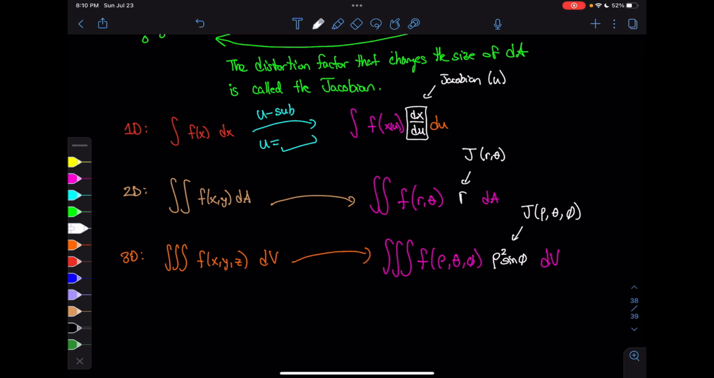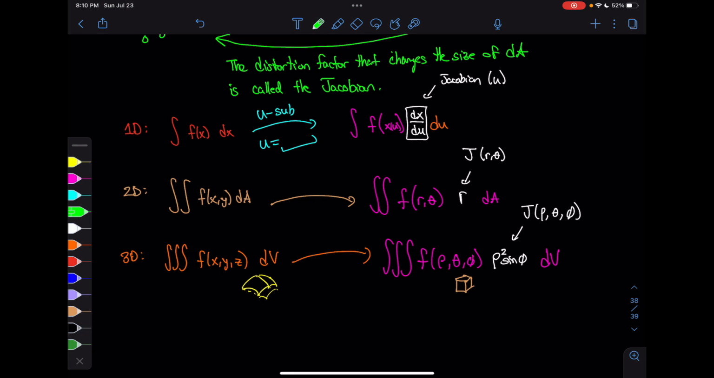This is the back and forth price that we pay to go from a really nice region of integration and a really nice dV into one that wasn't so nice, right? So for a sphere, I think it looked something, my drawing skills leave a lot to be desired, I think it looked something like this, right? Something like that.